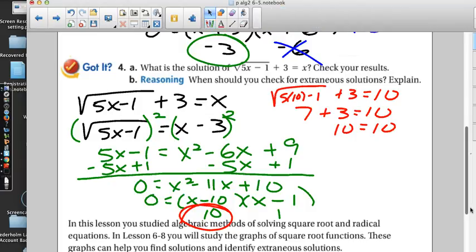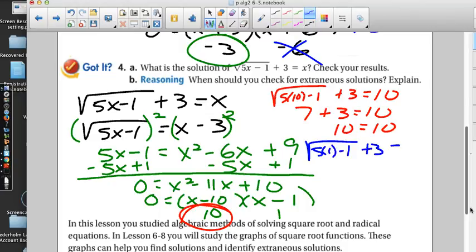Let's try the 1. Square root of 5 times 1 minus 1 plus 3 is supposed to equal 1. 5 times 1 is 5. 5 minus 1 is 4. Square root of 4 is 2. Uh-oh. That doesn't work. That's not equal. That one's out. So we get our answers.